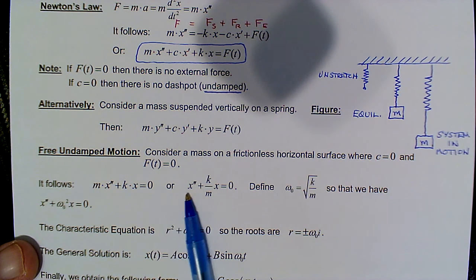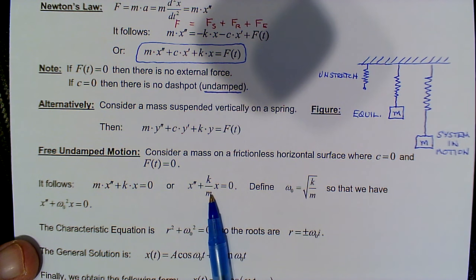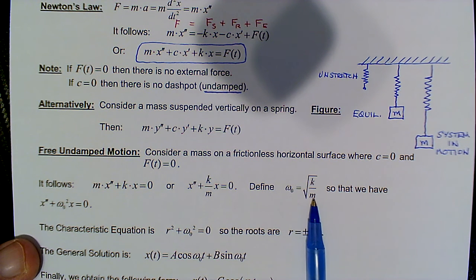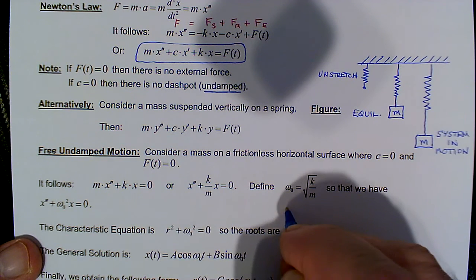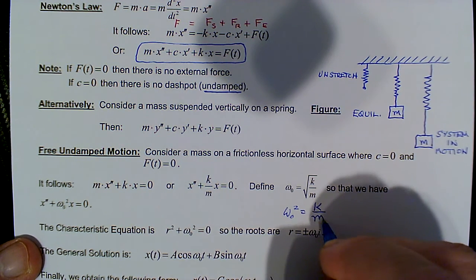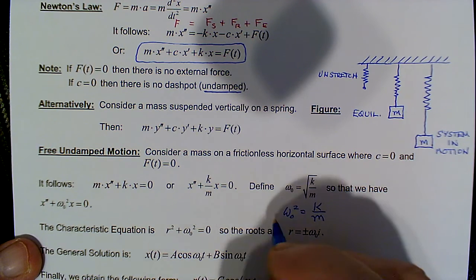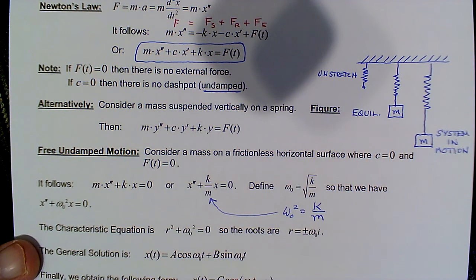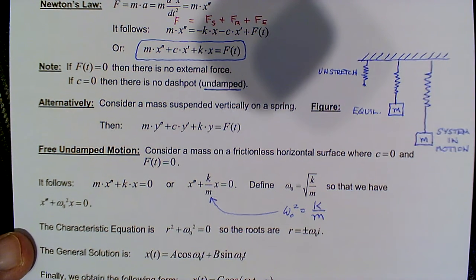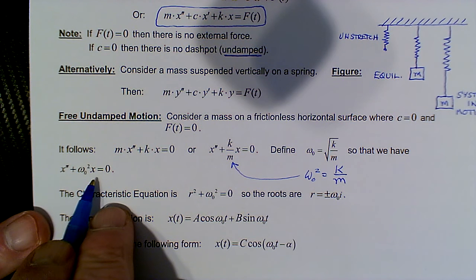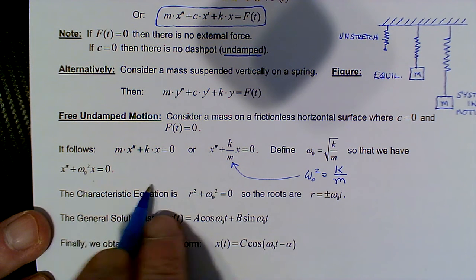And then if we do a little algebra, we divide by m, and we define omega sub 0 as the square root of k over m. That would mean that if you square omega sub 0, it would be k over m. And so we replace k over m by omega sub 0 squared, and then we get this equation: x double prime plus omega sub 0 squared times x is 0.